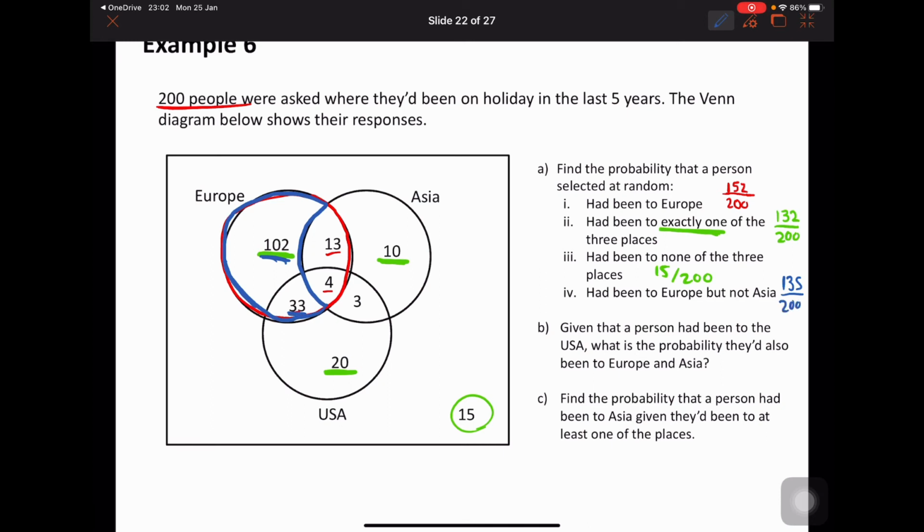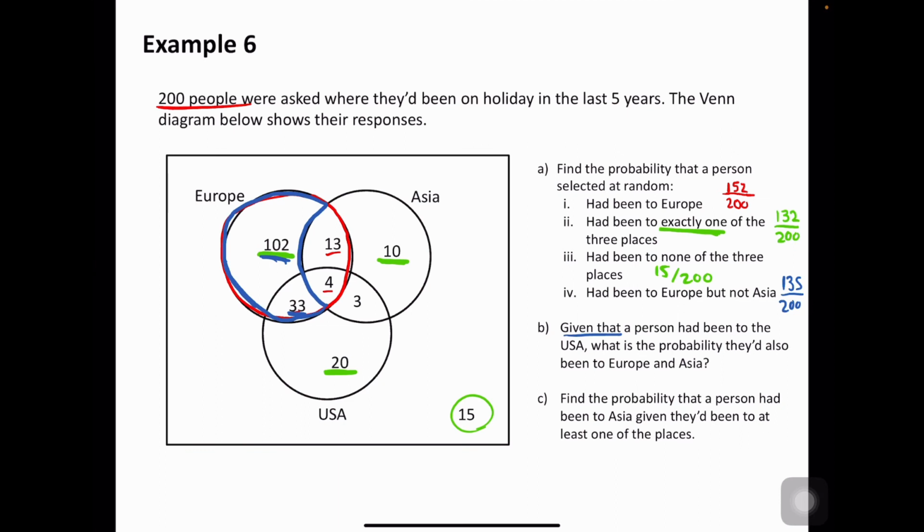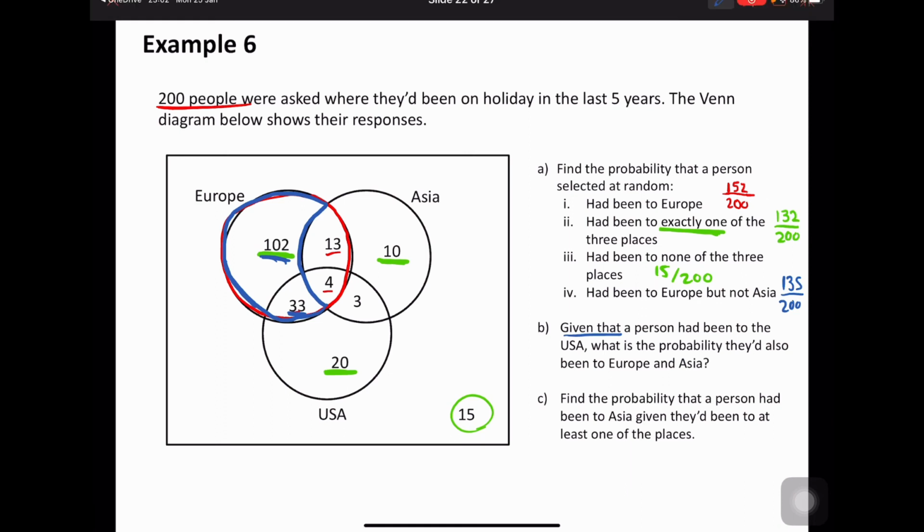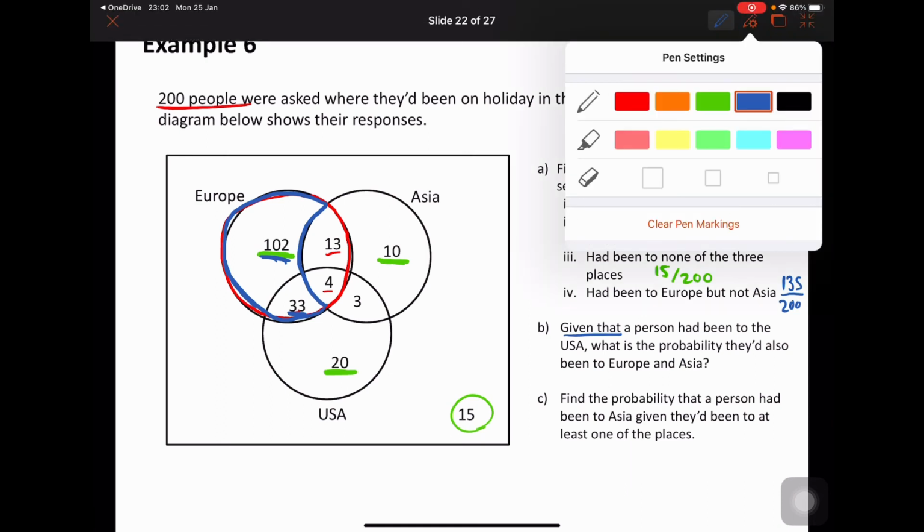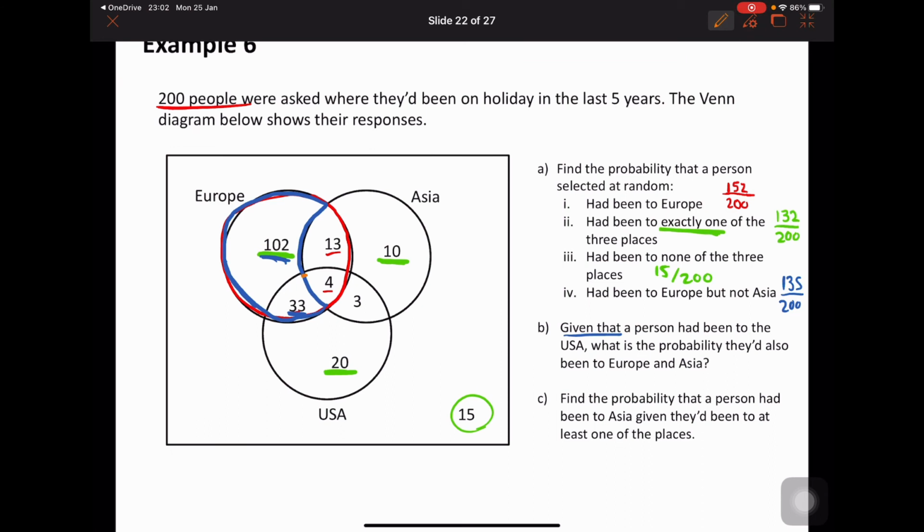Given that, another conditional probability question, given that a person had been to the USA, what is the probability that they've also been to Europe and Asia? So we're going to circle the USA. So let me just add these up quickly. 20 plus 33 is 53. 53 plus this is 56. Plus this 60. So it's going to be out of 60.